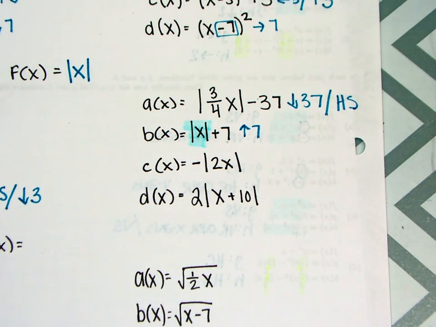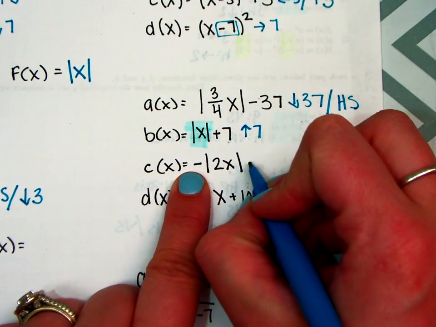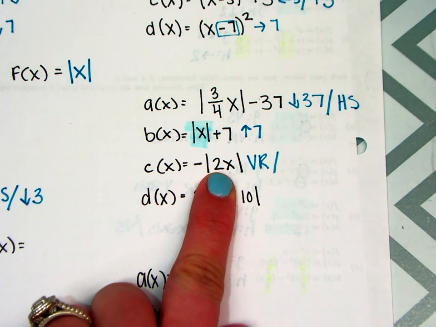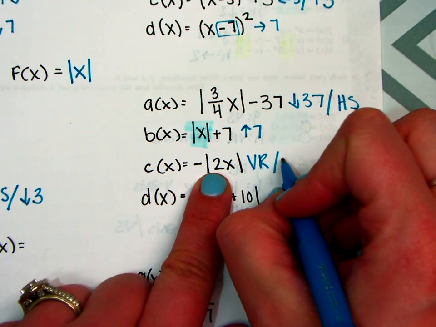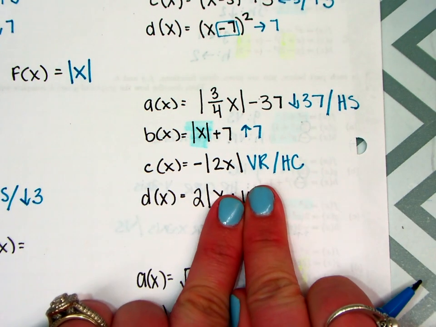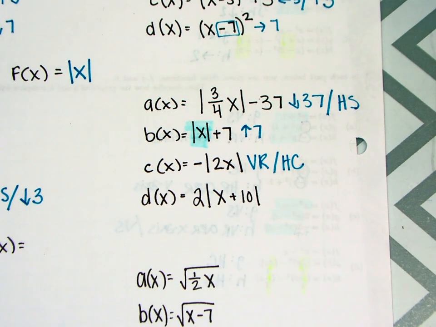On C, I see a negative, and I also see a 2. The negative is outside of the function, so that is a vertical reflection over x. The 2 is inside the function and multiplying, and it's larger than 1, so this is a horizontal compression, meaning the function is smushing itself from the sides.